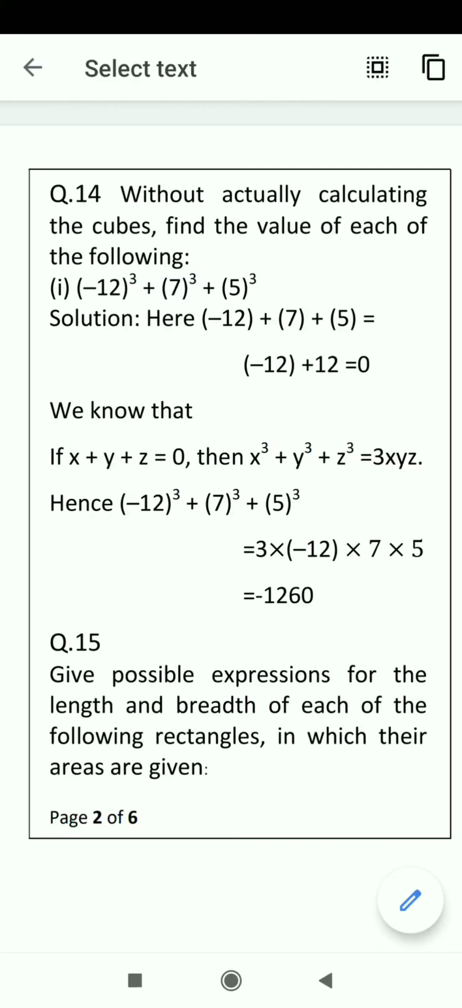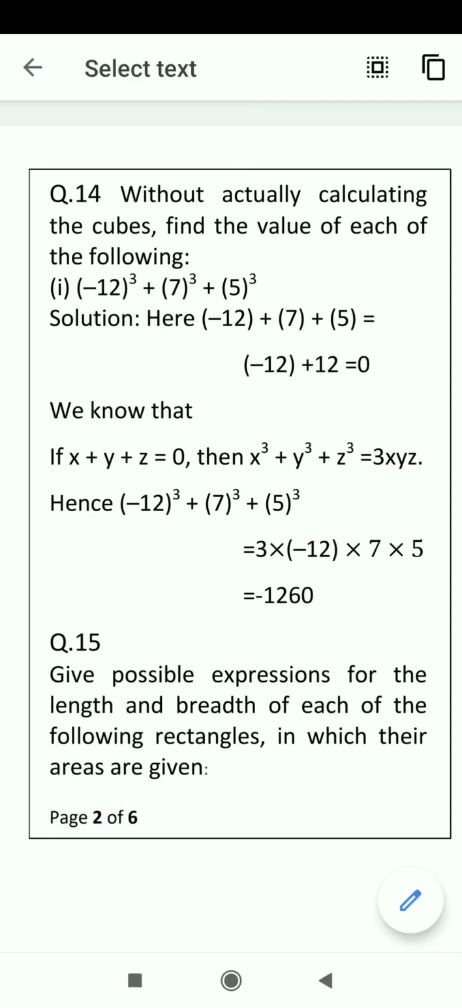It means we can apply the identity, which one? If x plus y plus z equal to 0, then x cube plus y cube plus z cube equal to 3xyz. So here we can write minus 12 cube plus 7 cube plus 5 cube equal to 3 multiplied by minus 12 multiplied by 7 multiplied by 5. Now multiply: first 12 and 5, 60, 60 into 7, 420, 420 into 3, 1260. In such a situation, we can make that calculation orally.